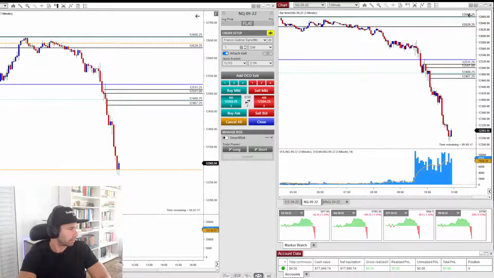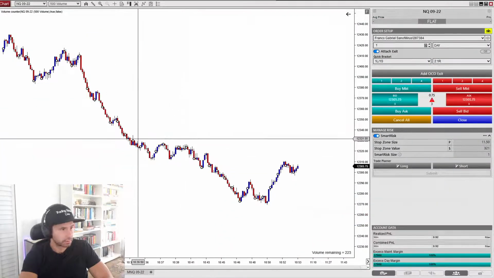What I'm going to do, I'm going to put this window, so I'm going to review my areas here.